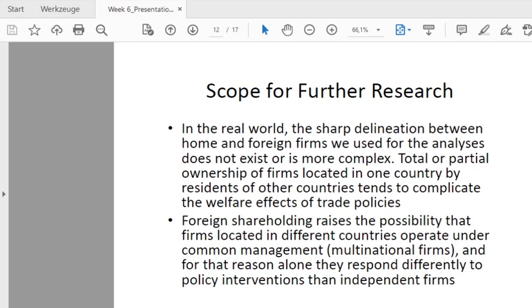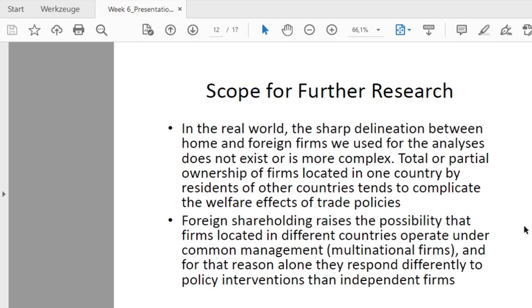We have seen a number of models in this discussion where we use home and foreign firms in a very simple context. In the real world, of course, things are quite more complex. Total or partial ownership of firms located in one country by residents of other countries tend to complicate the welfare effects of trade policy. So at the end of the day, you don't know exactly who is going to really profit from these trade policies.